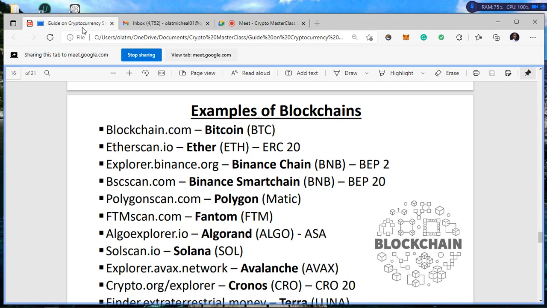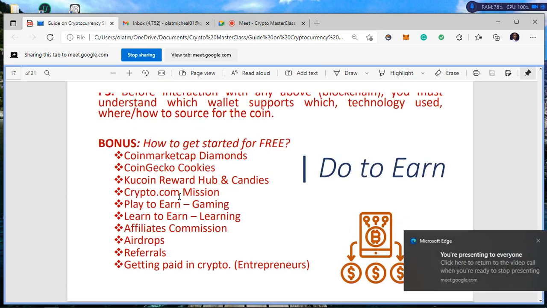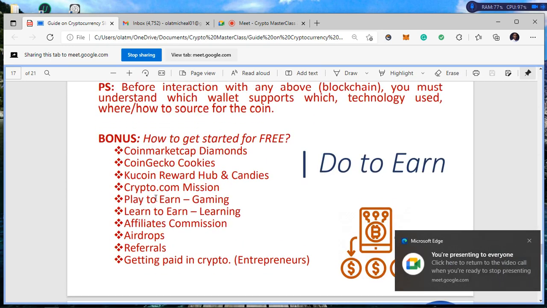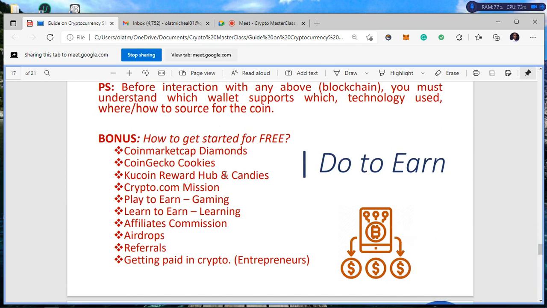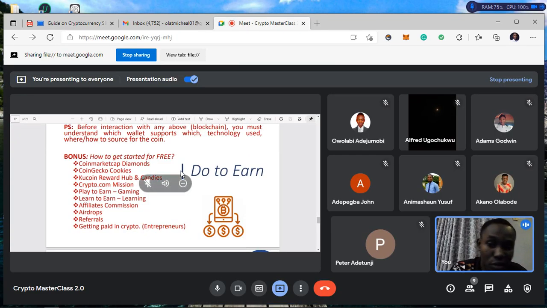From there, we move on to how to get started for free. I'll start from CoinMarketCap again for those people that were not in the last class. So I'll go back to that and we'll check CoinGecko. Then we'll go to KuCoin, and we'll also go to crypto.com. One issue with crypto.com is that it requires street verification. KuCoin also requires verification, but not as strict as crypto.com.